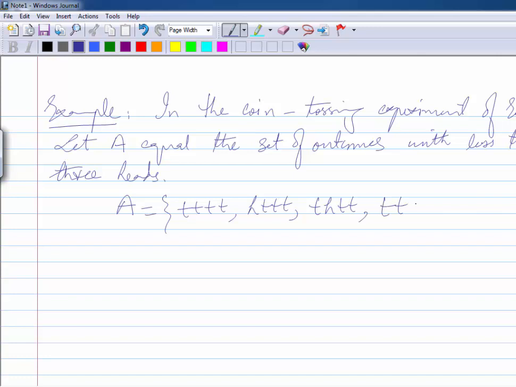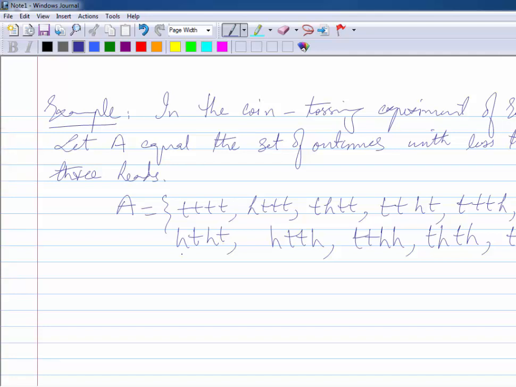Similarly, this outcome, also this one, then 2 heads, then the combination of this one, then also that combination, this combination, this combination, and lastly this combination. So 1, 2, 3, 4, 5, 6, 7, 8, 9, 10, 11 outcomes here in this event.